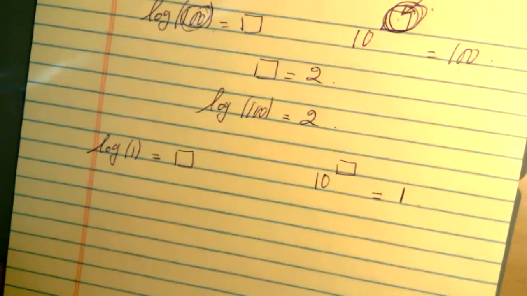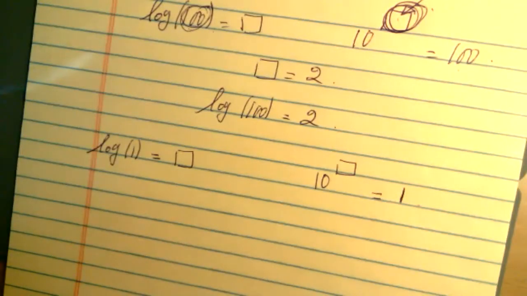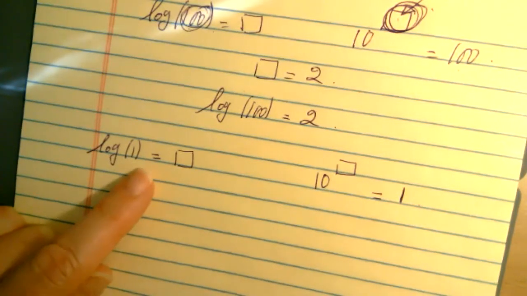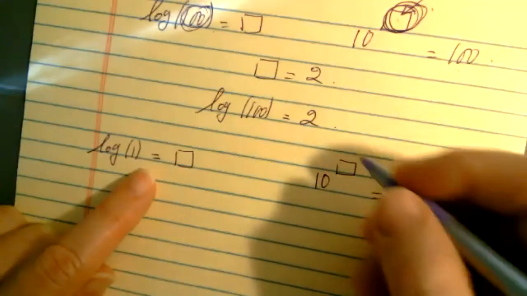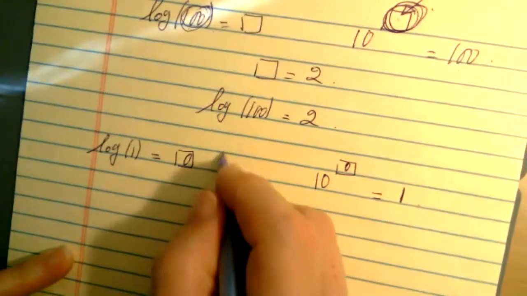Zero. Somebody said something correct. Speak up. Zero. She's absolutely correct. Why? Anything to the 0 power is 1. Right, because 10 to the power 0 will give me a 1. So log 1 is equal to 0. And that's why: 10 to the power 0.